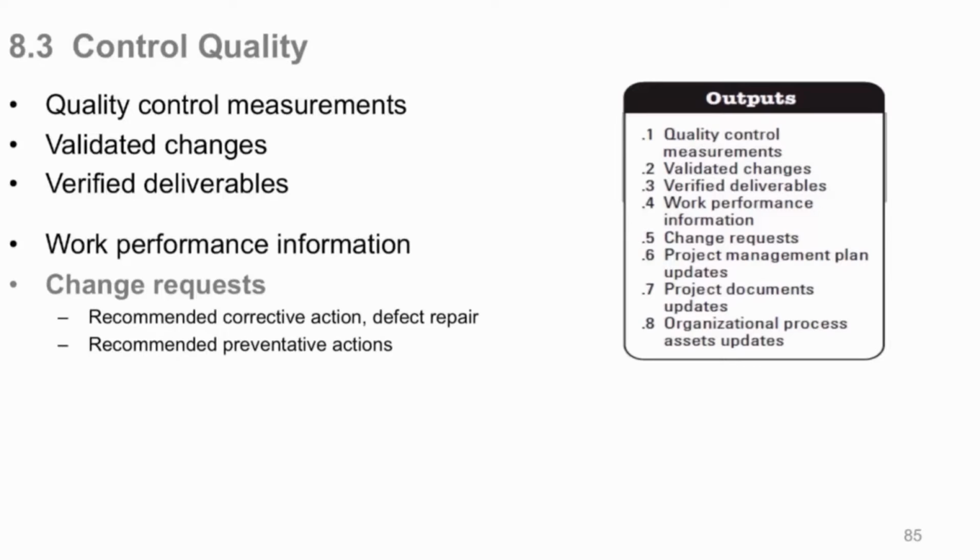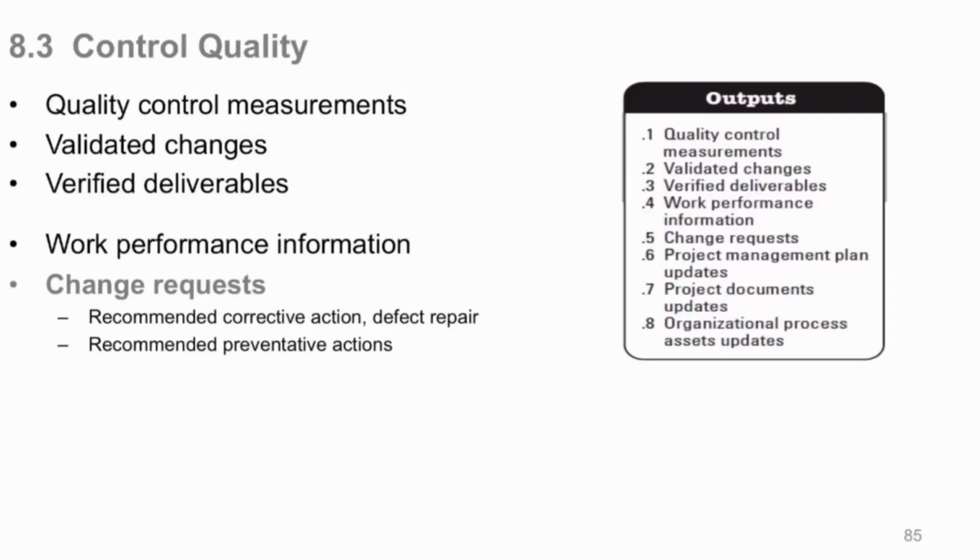Change requests, of course, recommended corrective action, defect repair if it's that bad. Corrective action could go with a defect repair. This is defective, fix it. Change request, and it could be also another change request. Well, we need to correct this process so we don't get this defect again. And preventative actions could be other types of change requests too. So all these come out of your quality control.